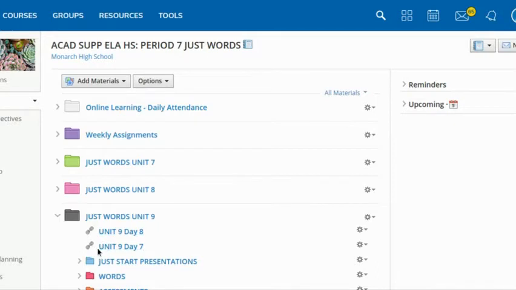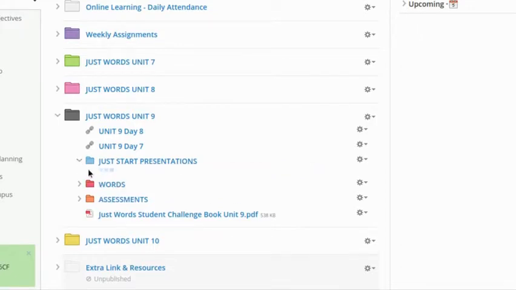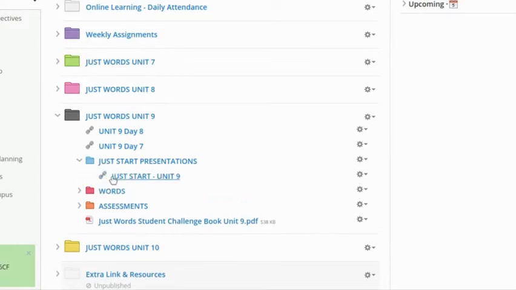Last week we did Unit 9, Day 7, when we met on block day, and then you were assigned Unit 9, Day 8. This is Unit 9, Day 9. Anytime your tools or pages that we refer to will always be in these folders. So Just Start presentations: if you have a word that you missed today, or you didn't get the definition or sentence down, the whole PowerPoint is here for all the Just Start activities.